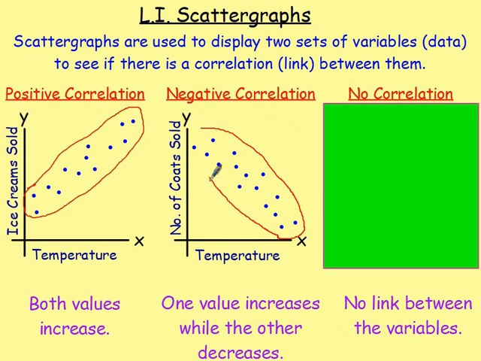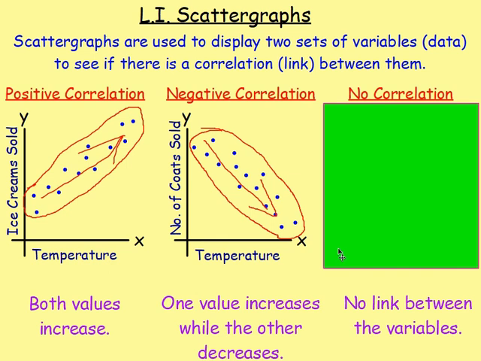So you can see that as one value increases, the other is decreasing. And these points are going down the way. This one here, they were going up the way. Why is it called a scattergraph? Because the points are scattered!